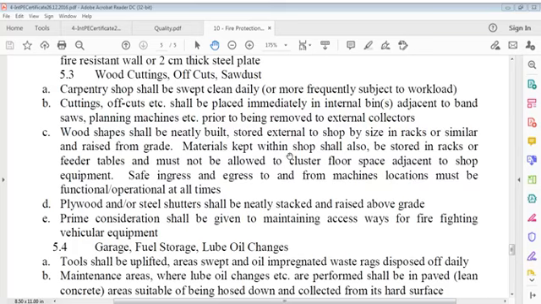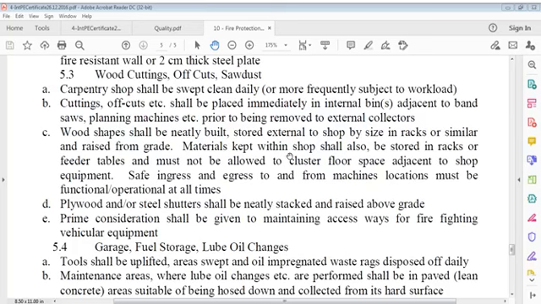Cuttings, offcuts, etc. shall be placed immediately in internal bins adjacent to band saws and planing machines, prior to being removed to external collectors. Wood shapes shall be neatly built, stored externally to the shop by size in racks or similar and raised from grade.